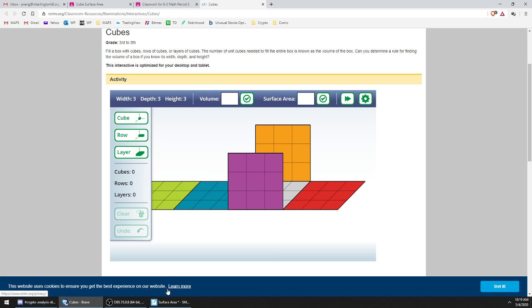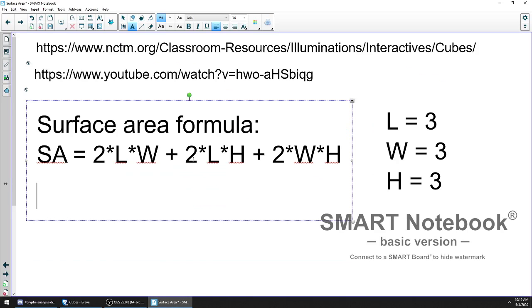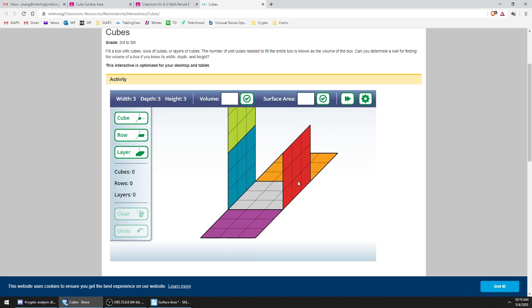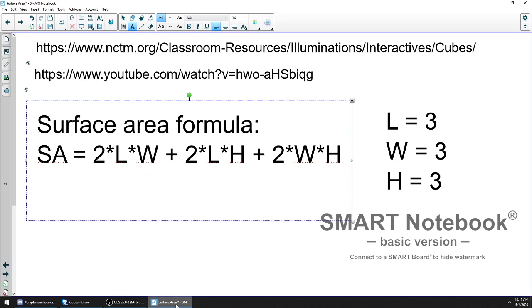And I'm adding it. There's 2 of these. So that's why there's 2 length times height. And if you would guess, width times height would be your left and right. Okay.